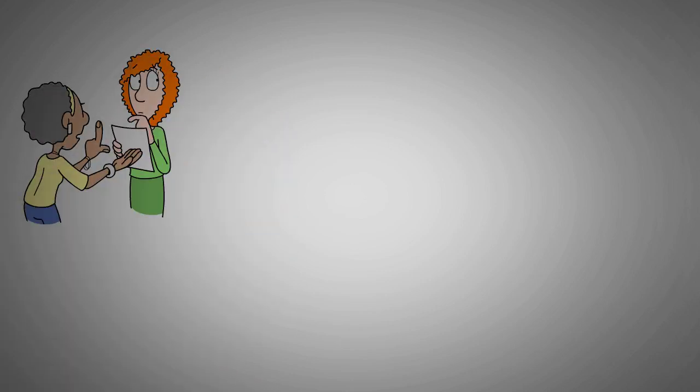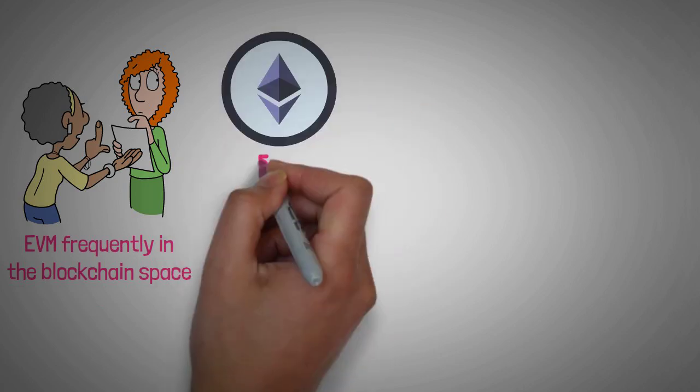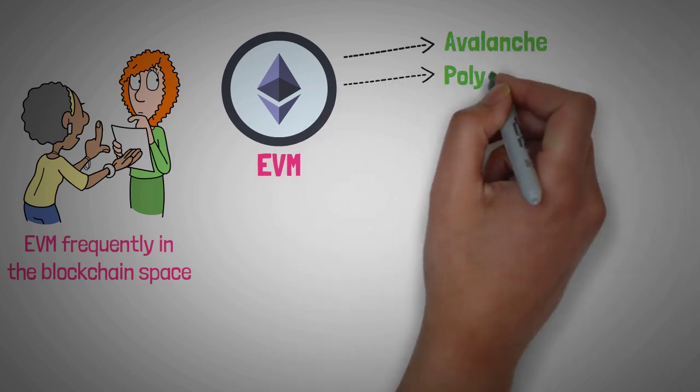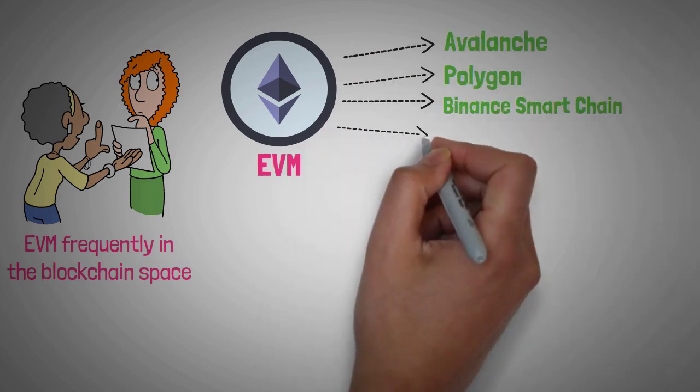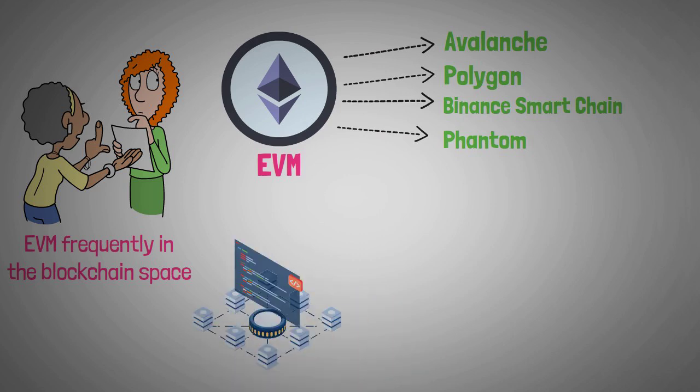You've probably heard the term EVM frequently in the blockchain space. Originally built for Ethereum, the Ethereum Virtual Machine, EVM, is now utilized by various other projects such as Avalanche, Polygon, Binance Smart Chain, and Phantom. This highly specialized technology has become foundational for many blockchains.